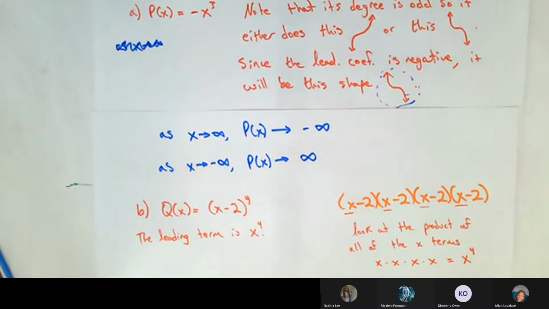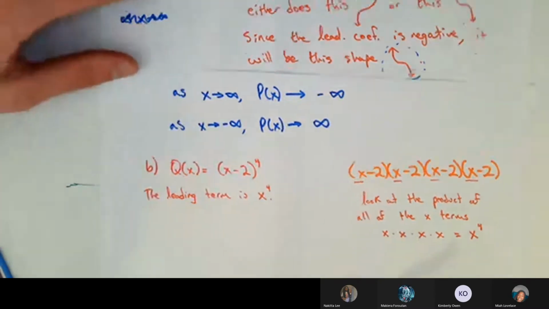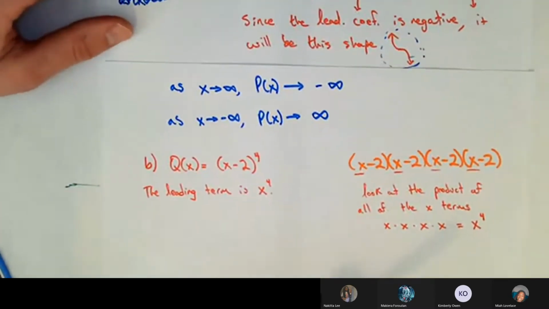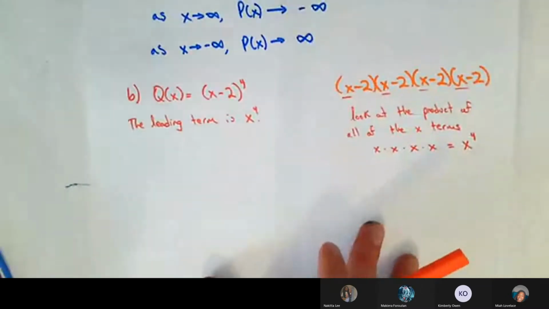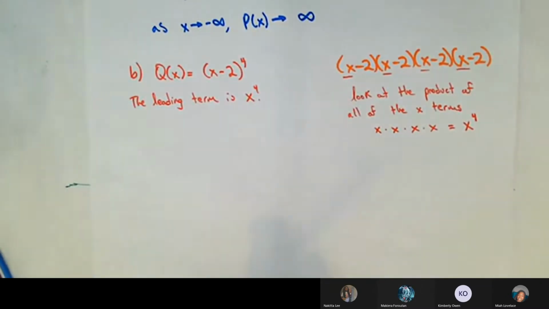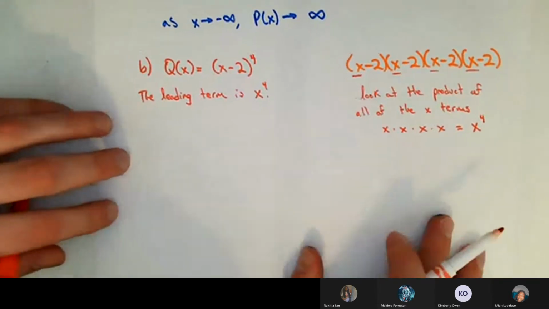And that's really all we need to be able to do this problem. We don't need to know what all the middle terms are. We don't even need to know the last term, the constant term. All we need to be able to do this end behavior problem is the leading term. And we have it. So now we say the leading term is, sorry, x to the 4th.